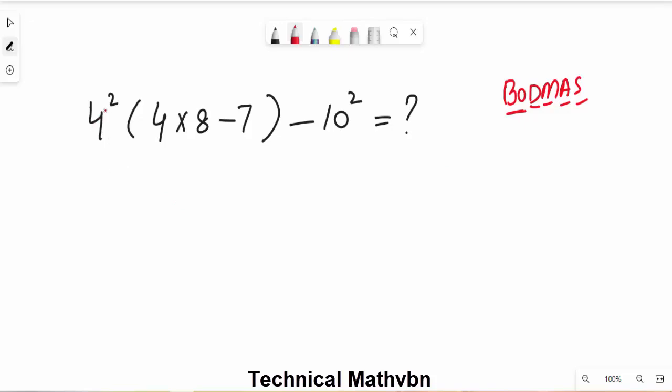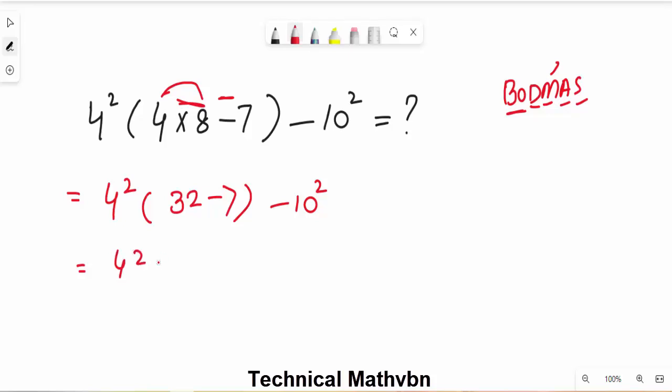You can solve this 4 square, so I will solve it at the end. Into the bracket is here. In the bracket you can see that there are two signs, multiplication and subtraction. So see the arrangement. First you have to do multiplication. So multiply 4 with 8. 4 8s are 32, minus 7, minus 10 square. Clear?